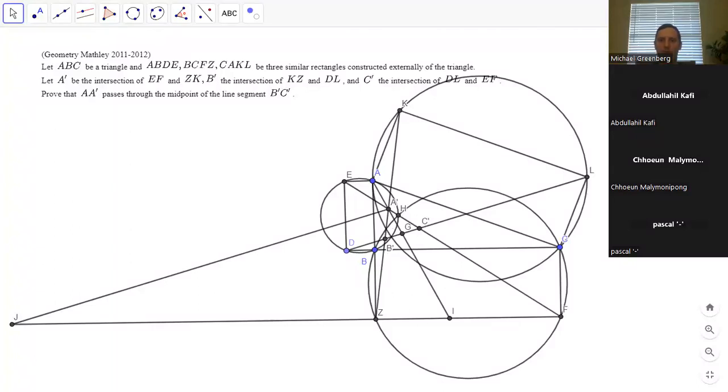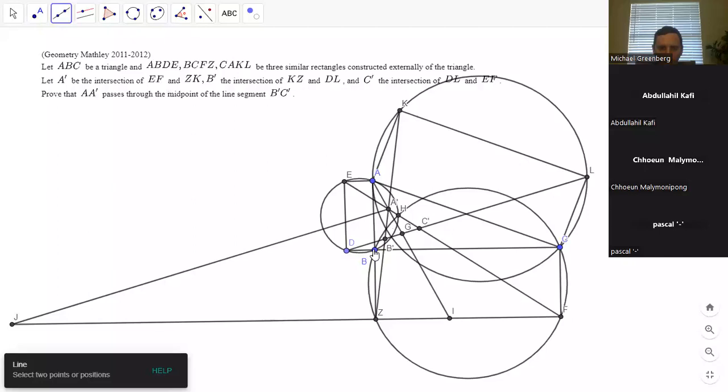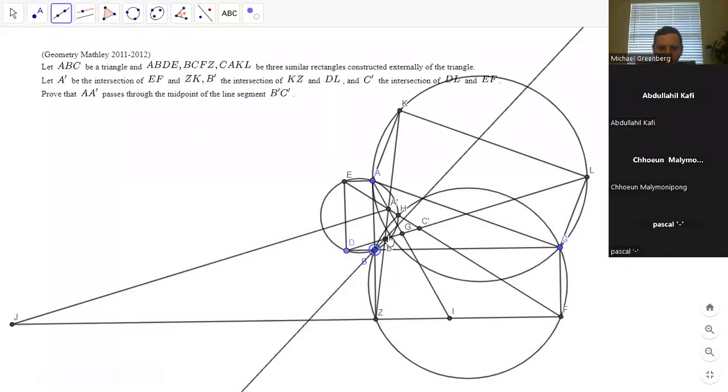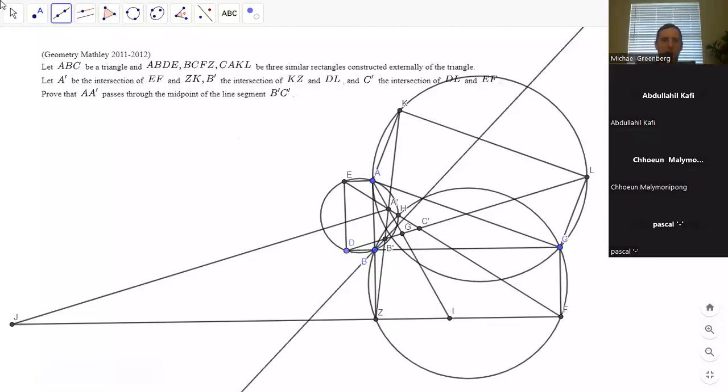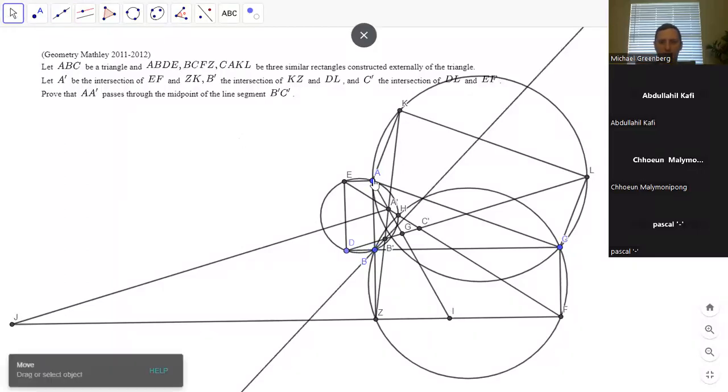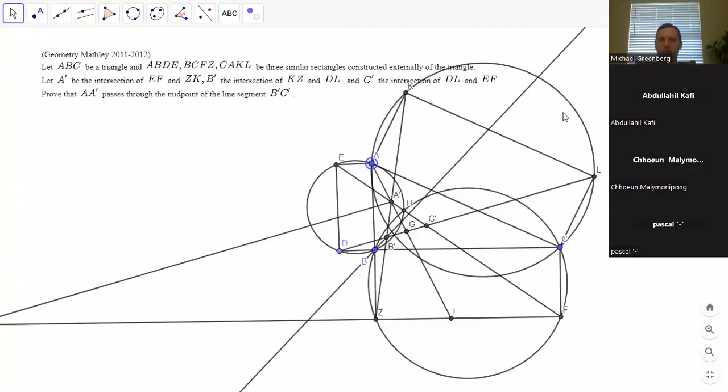I'm gonna hide them for now. Obviously, because 90-degree intersection. That's kind of interesting. BB, is that really true that BB prime? Yeah, no, it doesn't meet on that circle.